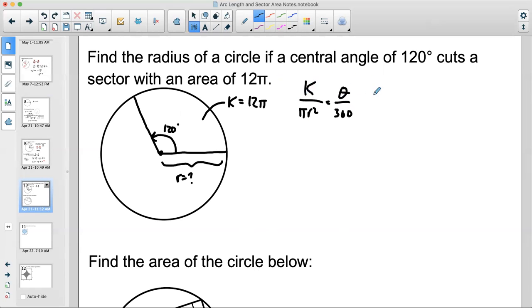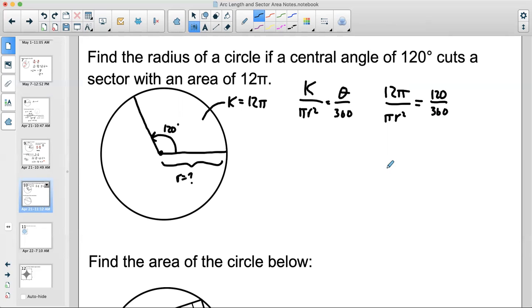K, this time I know it's 12 pi. I don't know r. That's what I'm trying to find. So I'll just rewrite pi r squared here on the bottom. Theta is 120, so I get 120 over 360. And now I'm going to have to figure out how to solve this thing for r.